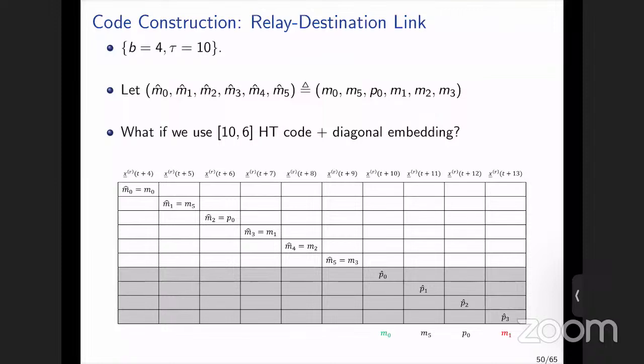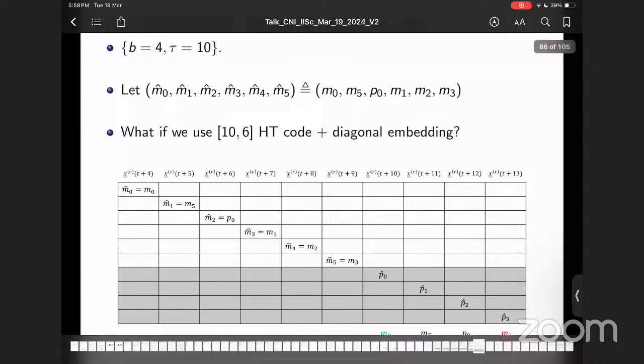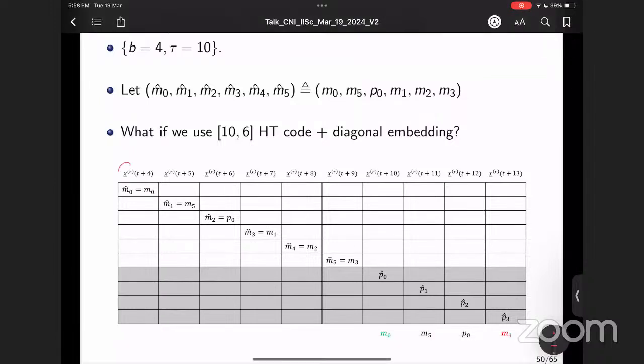I'm also going to use a (10,6) block code, and I'm going to diagonally interleave that in the following manner. As you can see in the figure, I'll be starting a transmission from time T+4, and it will end at time T+13. If you count the number of code symbols, there'll be 10. So the block length is 10, and the dimension is going to be 6.